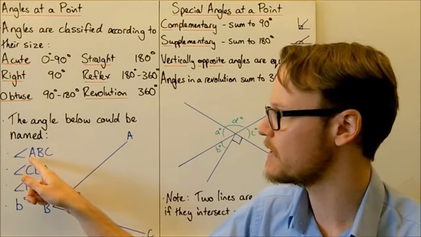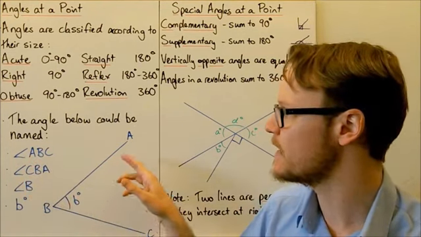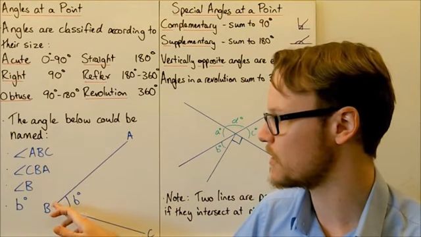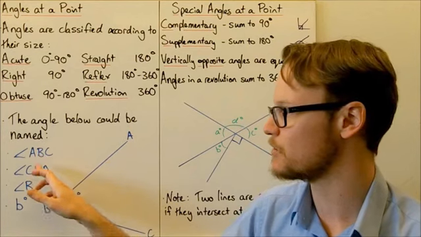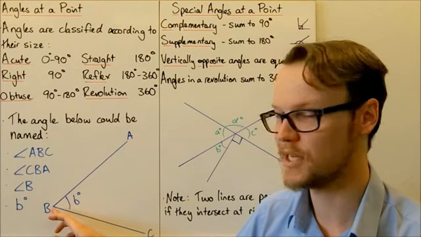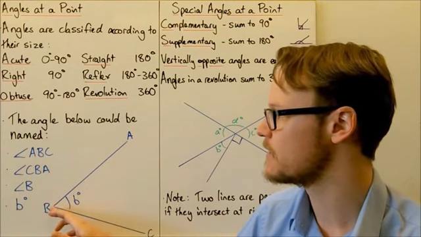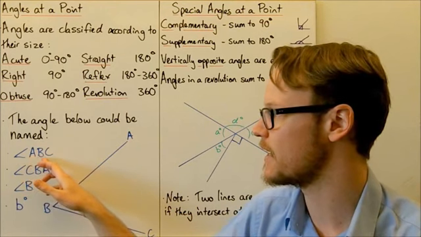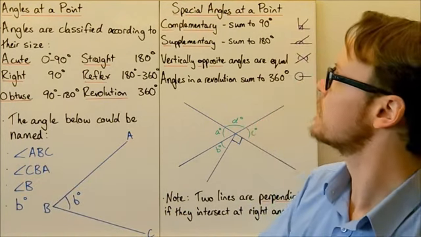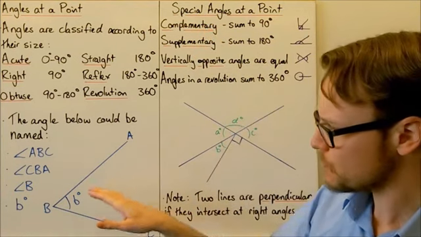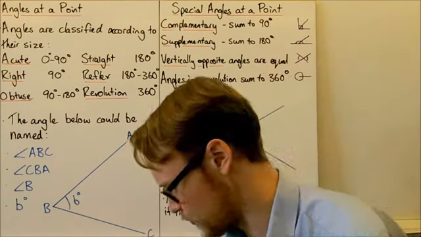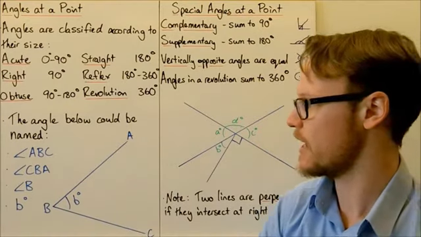Note that when we're naming it ABC or CBA, the B, the angle where the point actually is, where the two lines meet, is in the middle. So the point B, this vertex here, is given as the value that's in the middle of our naming convention here. So we can have special angles at a point, but I'm just going to show you for 1 second how we can measure an angle.